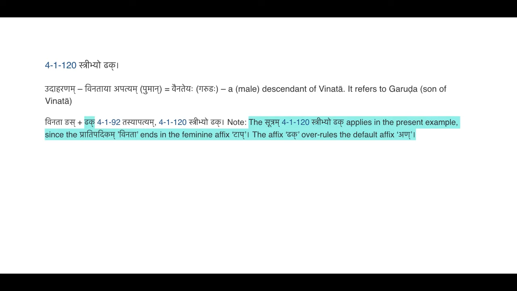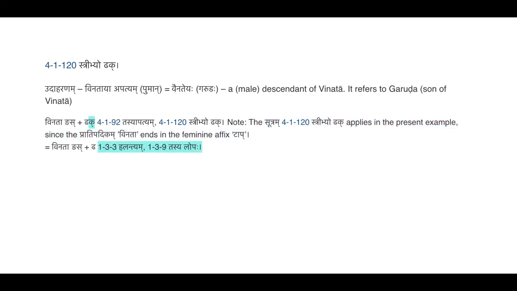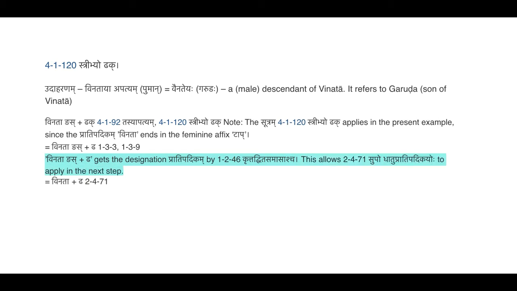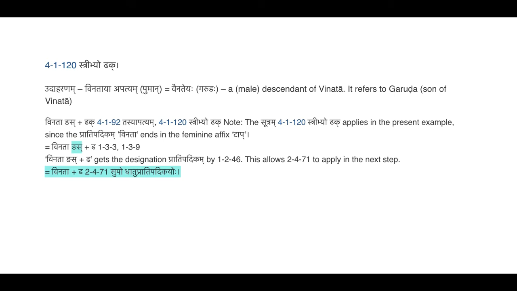In the next step, we assign the designation it to the ending letter ka of the affix dhak by the sutram 1.3.3 halantyam, and it takes lopaha by 1.3.9 tasya lopaha. So now we have Vinatā nyas plus dha. Now the entire term Vinatā nyas plus dha gets the designation pratipadikam by 1.2.46 krittaddhitasamasascha. This allows us to apply 2.4.71 supo dhatupratipadikayoho to perform the luk elision on the sup affix nyas, which is inside the pratipadikam. So now we have Vinatā plus dha.